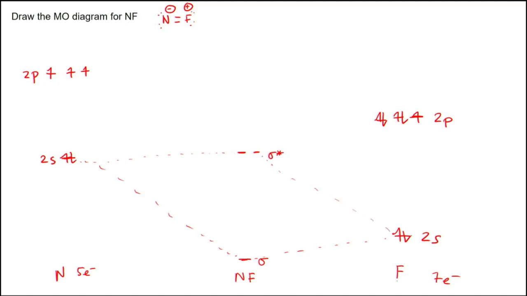Next, the thing to think about is that we're now going to have the interactions between the two 2p's, the 2p on the nitrogen and the 2p on the fluorine.